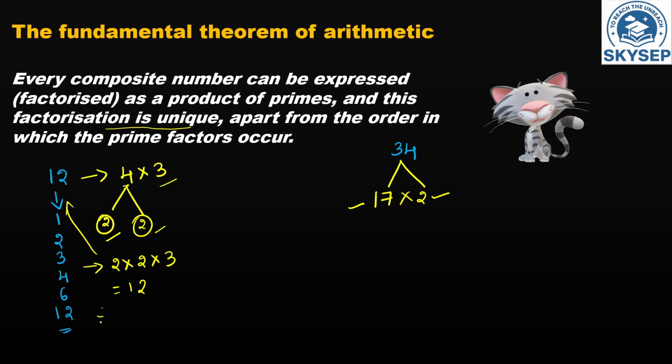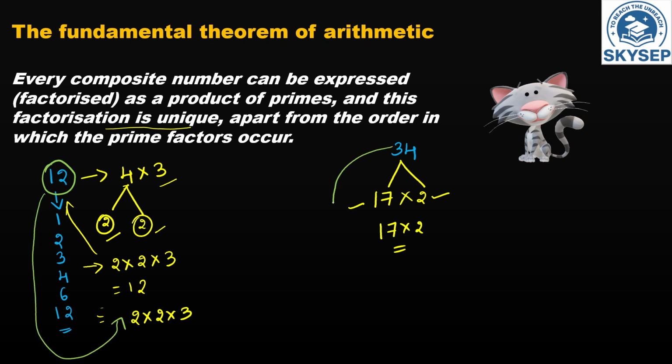Here what is the product of primes we are getting for 12? 2 into 2 into 3. For 34, what is the product of primes we got? 17 into 2. So by this we can conclude that for the number 12, the product of primes is this, but for 34, the product of primes is 17 into 2.